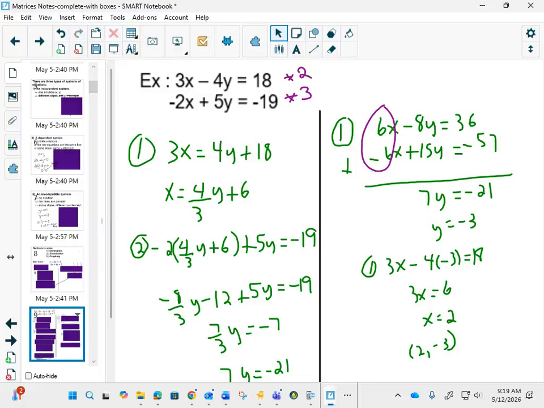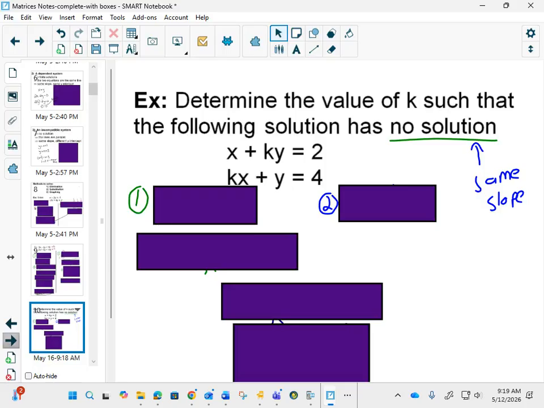So these are review questions. They're not super hard. However, you could get questions like this that say, determine a value of k such that the following has no solution. So no solution would mean that those lines would need the same slope. That's one thing you could take from this. No solution would mean that when you add the equations, you would get something like 5 = 3.